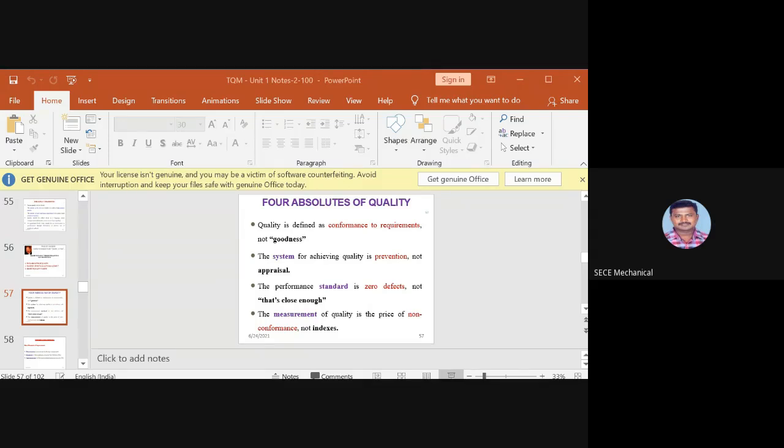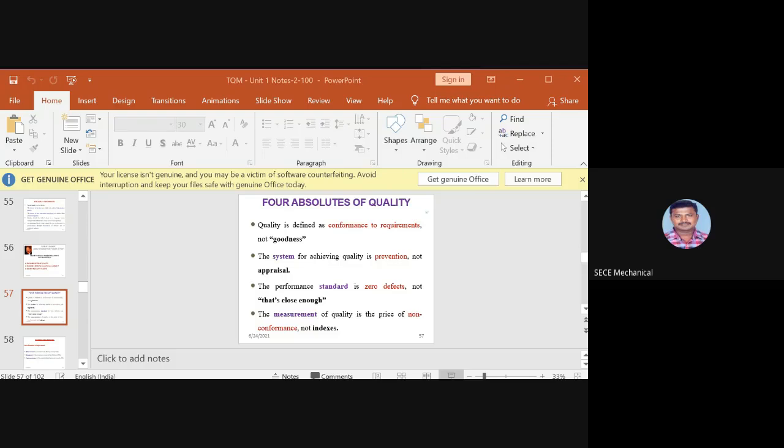The first absolute is that the definition of quality is conformance to requirements, not goodness. Okay, so what are the expectations or requirements of the customers? That is the main thing to improve quality, and it is not considered goodness. We need to make any kind of product based on the customer requirements and fulfill the need of the customer.